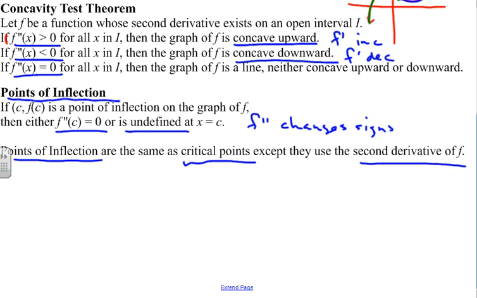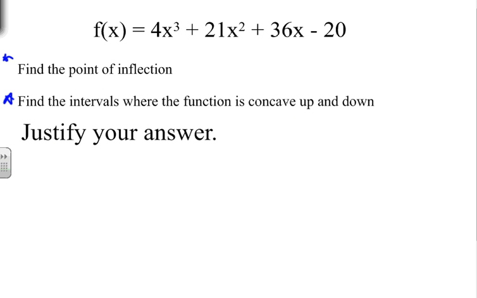So let's try this out. All right, so here we go. We have our function, okay? We have a function, 4x cubed plus 21x squared plus 36x minus 20. And we're going to identify the points of inflection, and we want to figure out the intervals where the function is concave up and concave down.